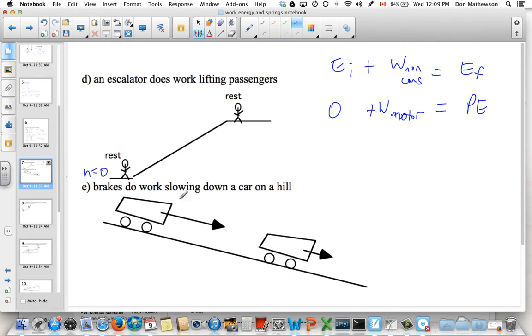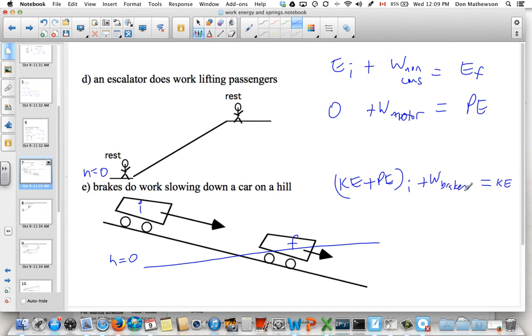Okay? Brakes do work slowing a car as it goes down a hill, so this is the start, this is the end. Let's make this our zero of height here. So at the beginning, we have motion and we have height. At the end, we're back down to our zero of height. We're still moving, but we're moving more slowly, so I'll do a small KE here. And then work was done by the brakes. Once again, that will be a negative value. Once again, it represents an amount of thermal energy.